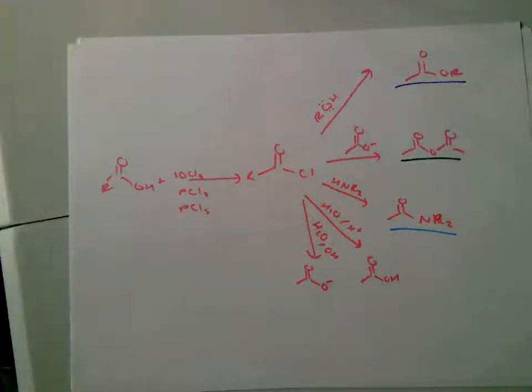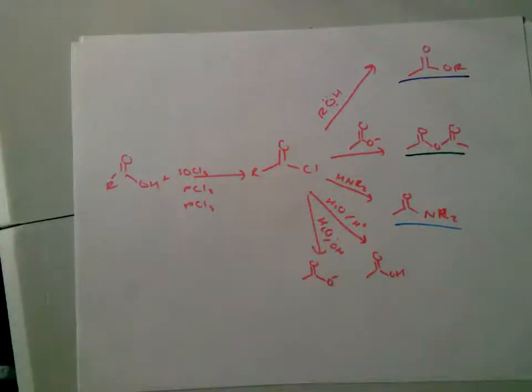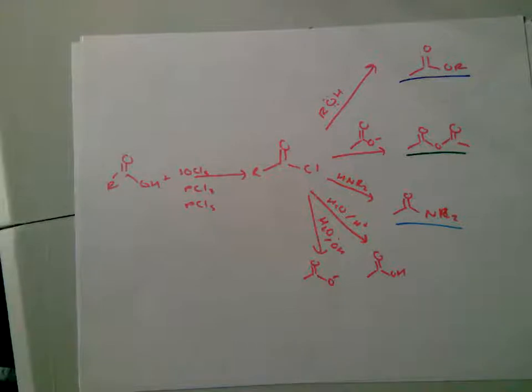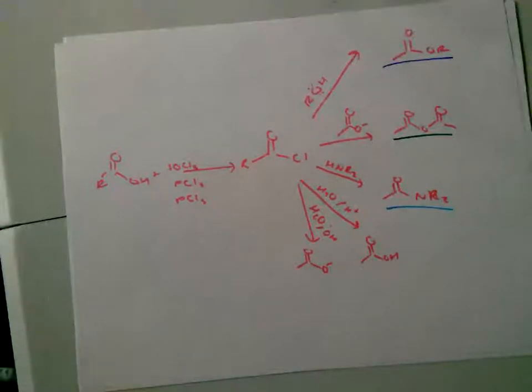And then the only other thing is if you react this with anything you knew previously. I'm not going to include this on your current chart, but you should recognize this as a Friedel-Crafts acylation reagent. So if you have this with the benzene ring and AlCl3, you can substitute a benzene ring with an acyl group.